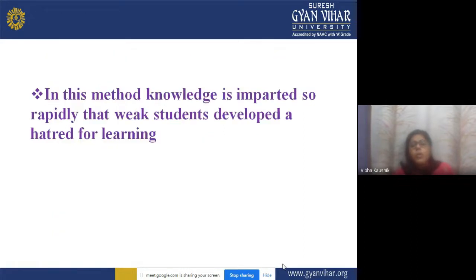In this method, knowledge is imparted so rapidly that weak students develop a hatred for learning. What it means is, when the teacher is using the lecture method, the teacher is imparting the knowledge to the students in a very fast manner. Then the weaker students who are not able to cope up with the fast delivery of knowledge develop a hatred for learning. They don't want to be involved in the teaching learning process. They don't want to be a part of the learning.